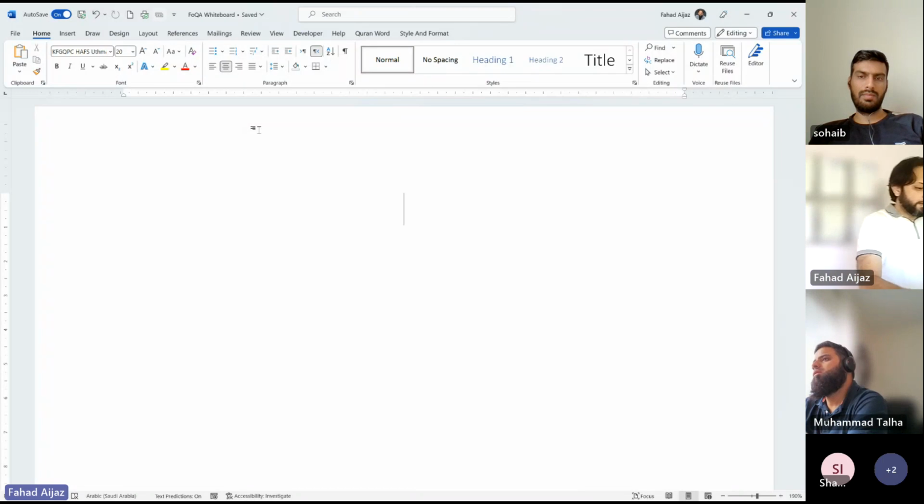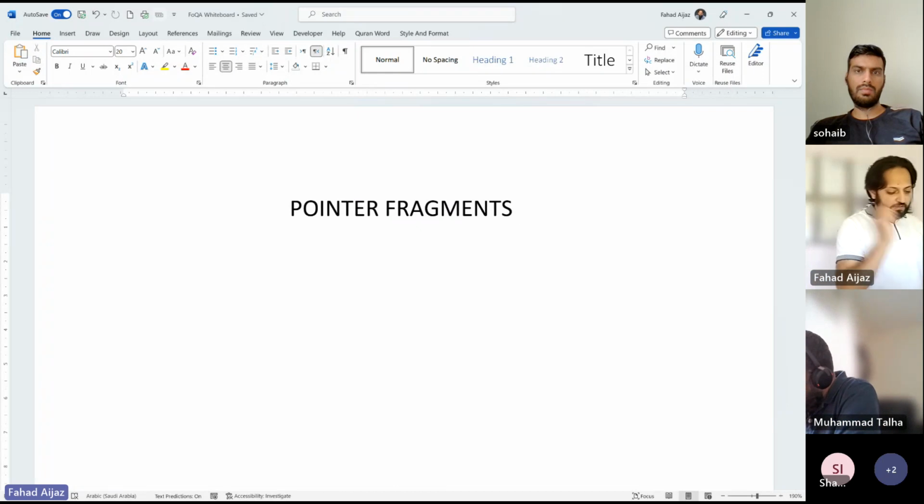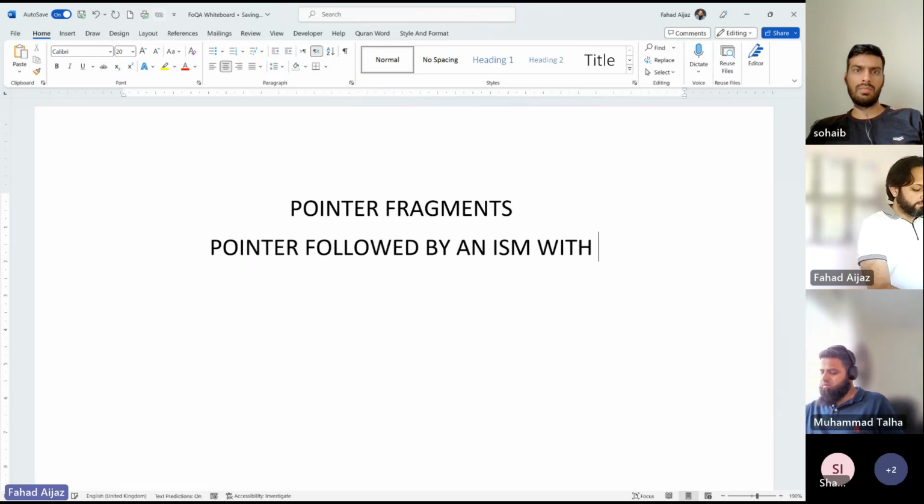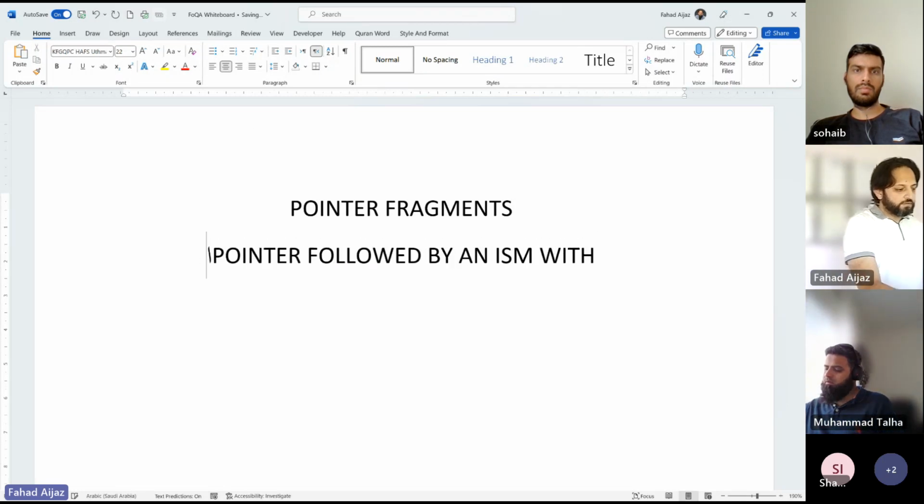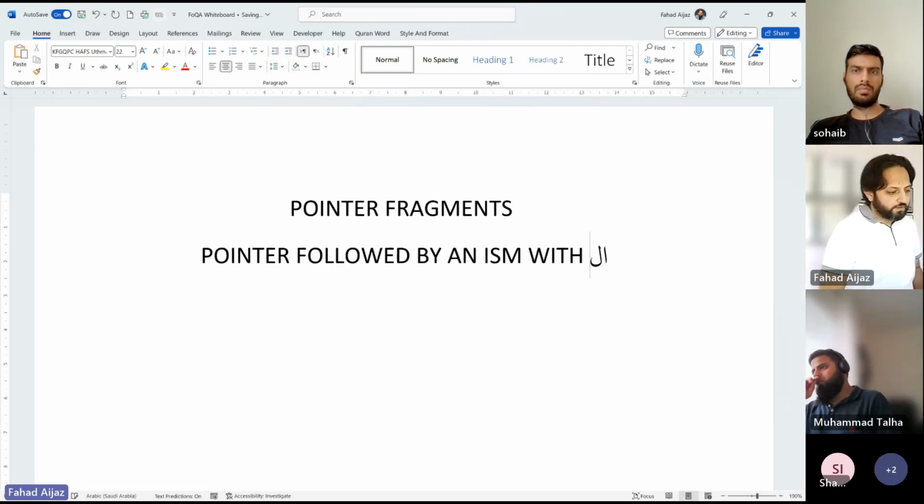That's very good. What we studied last time, the pointer fragments, that topic is almost over, right? So what we did last time was that there is a pointer followed by an ism with al. When there is a pointer followed by an ism with al, that is potentially a pointer fragment.